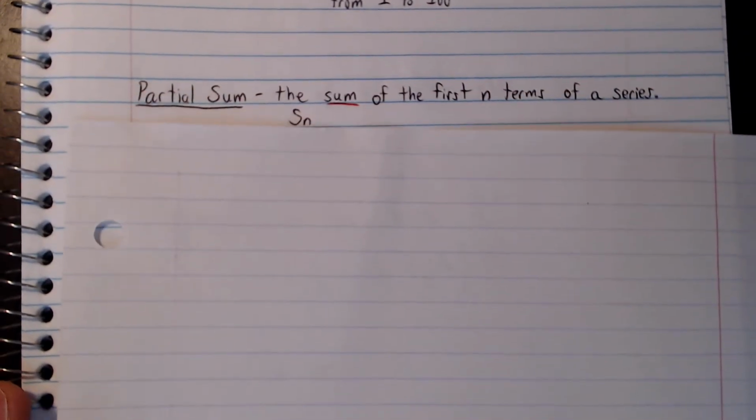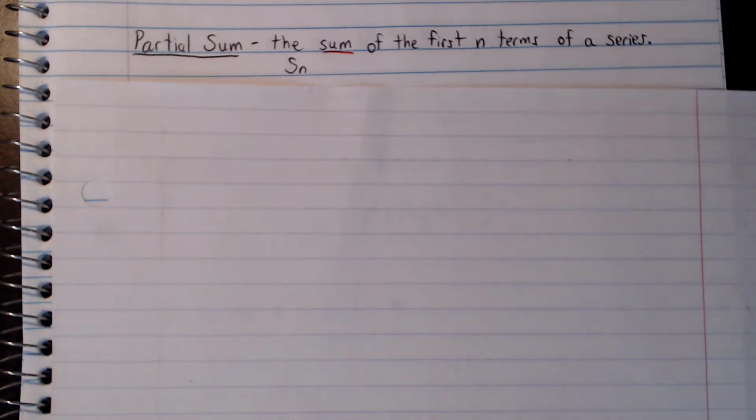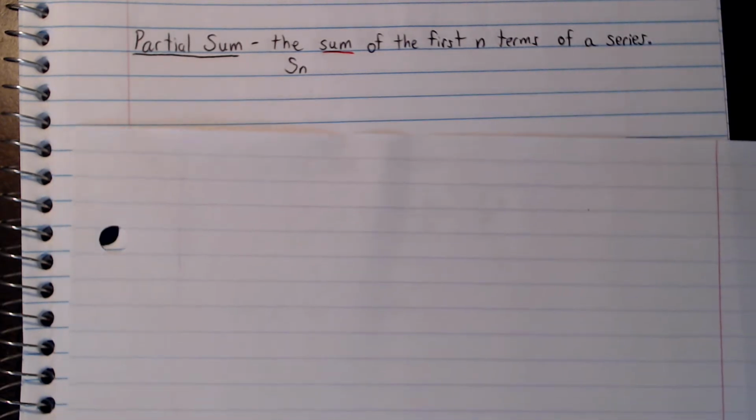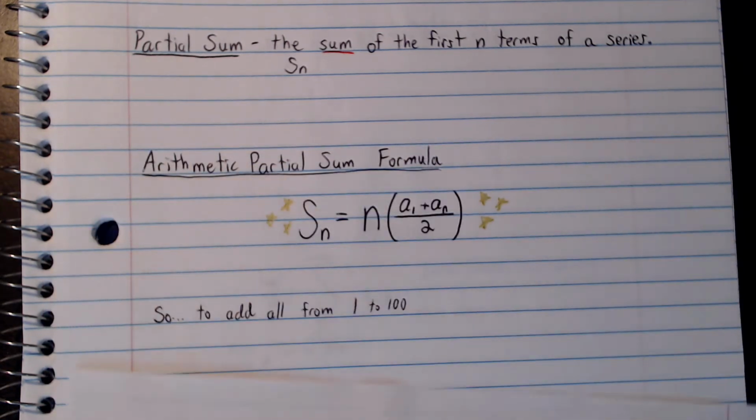But here we go. It's called partial sum. The partial sum is the sum of the first n terms of a series. Now you might have noticed that we went from the word sequence to series, and that mostly has to do with what you're doing to the numbers. A sequence is just a list, where a series, generally speaking, we're going to be adding those numbers together. So partial sum is when we're adding the first so many terms of a series, and we abbreviate that with S sub n. And here you have the arithmetic partial sum formula.